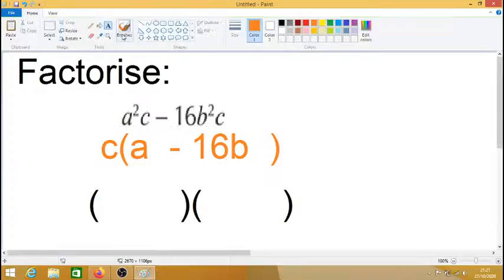And then you want to apply your technique as Aisha's done, and you've got your C at the beginning, and then a take away 4b, a plus 4b as your difference of two squares brackets. If you got that, well done. You're at a very, very good level in this topic.